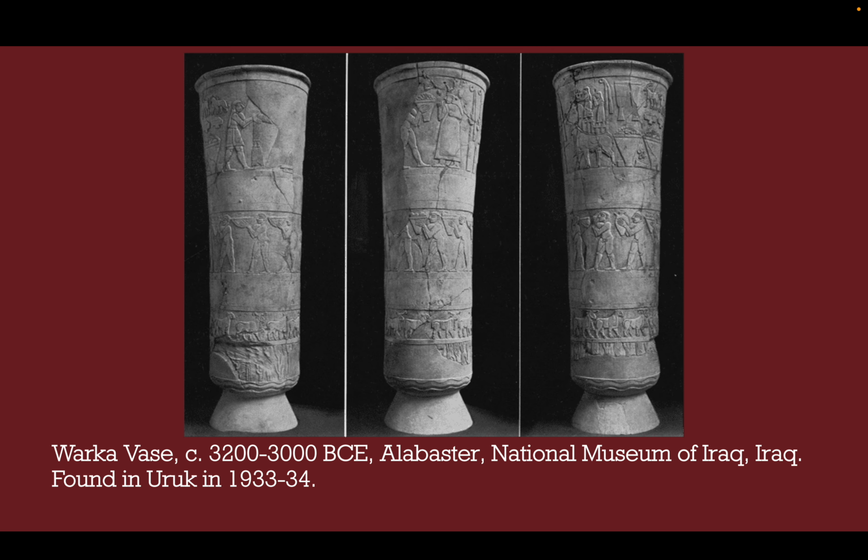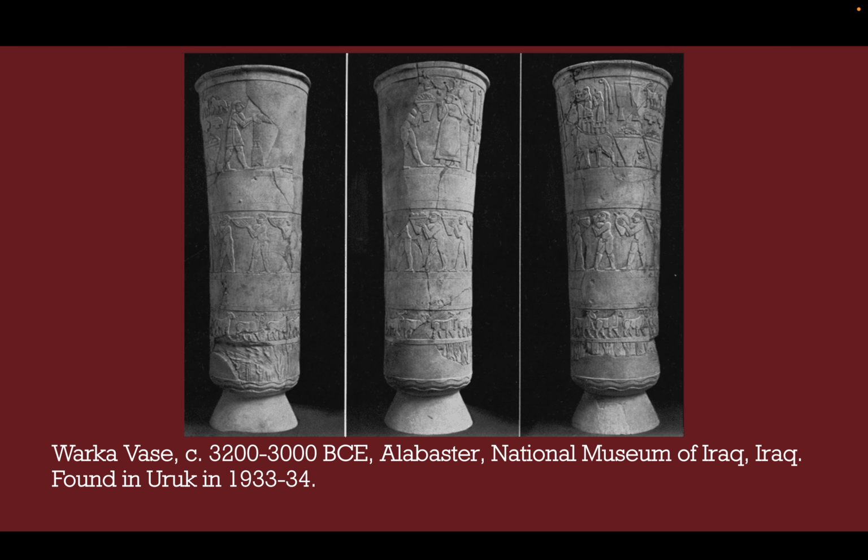So for this sculpture, the images are displayed in bands around. These can also be called registers. So we have different things in relation to the goddess Inanna. We have plant life and animals. We have people bringing offerings in procession. Then we have people presenting offerings to the goddess at the top register.